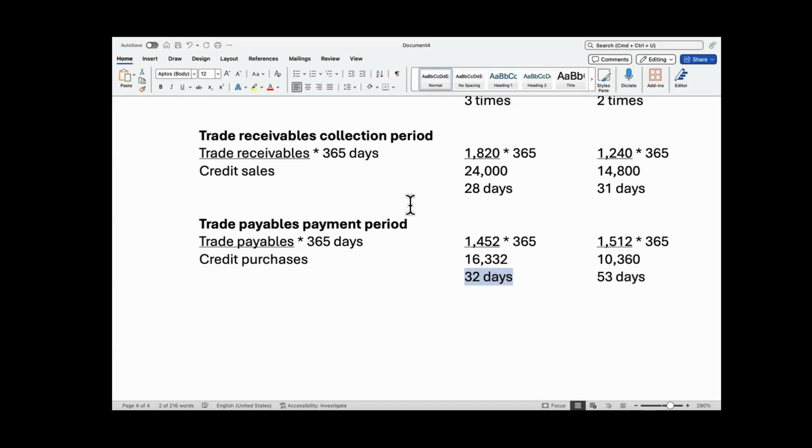And remember, suppliers give us free credit, trade credit. They don't charge us interest. It's the best form of credit you can get. So we don't want to delay their payments.